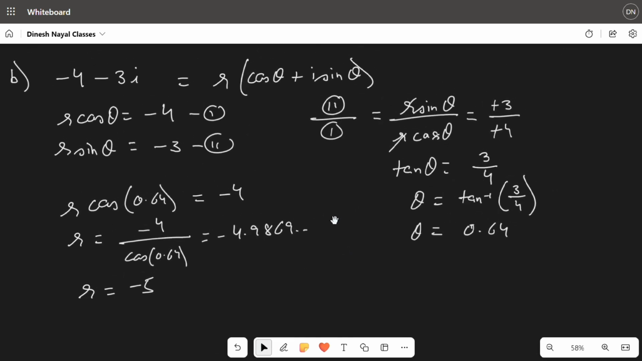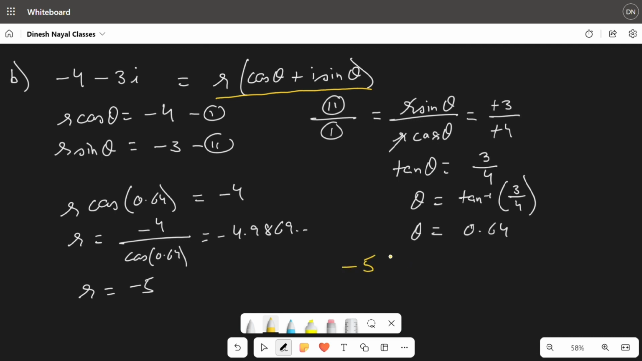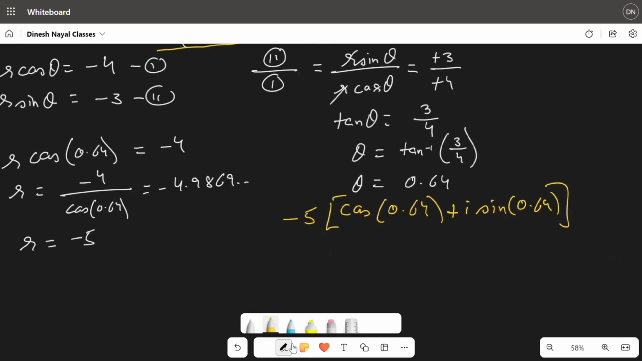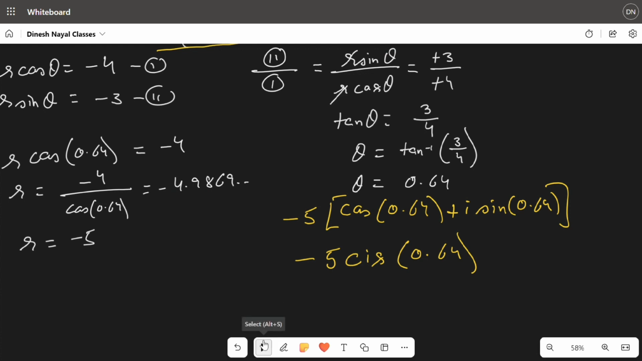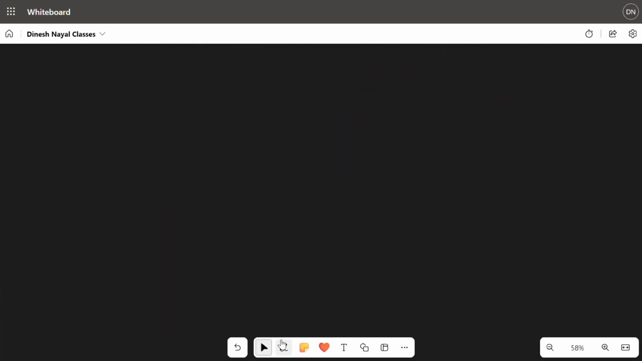And we know the polar form. The polar form is this. They have given r cos theta plus i sin theta. So substituting the values, this will be minus 5 cos 0.64 plus i sin 0.64, which is in the polar form, or you can also write this as minus 5 cis 0.64. Okay, moving on to another question. Just solve one more question.